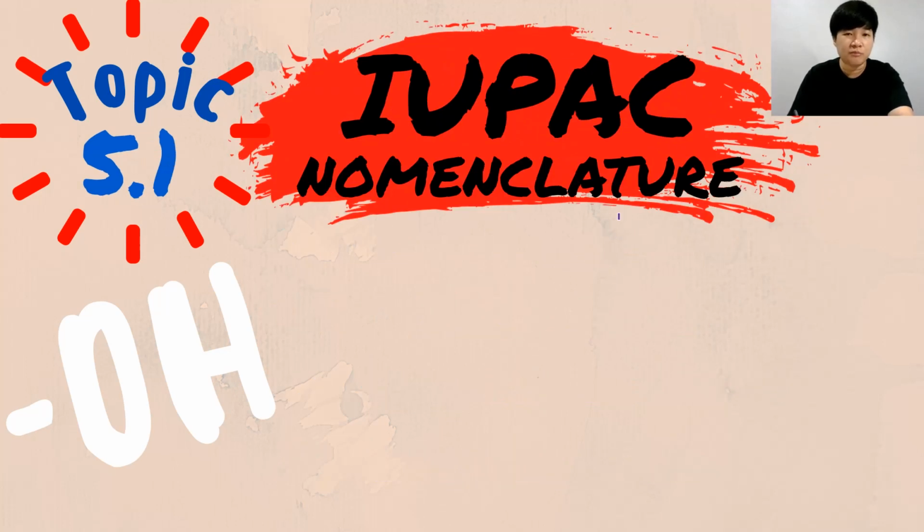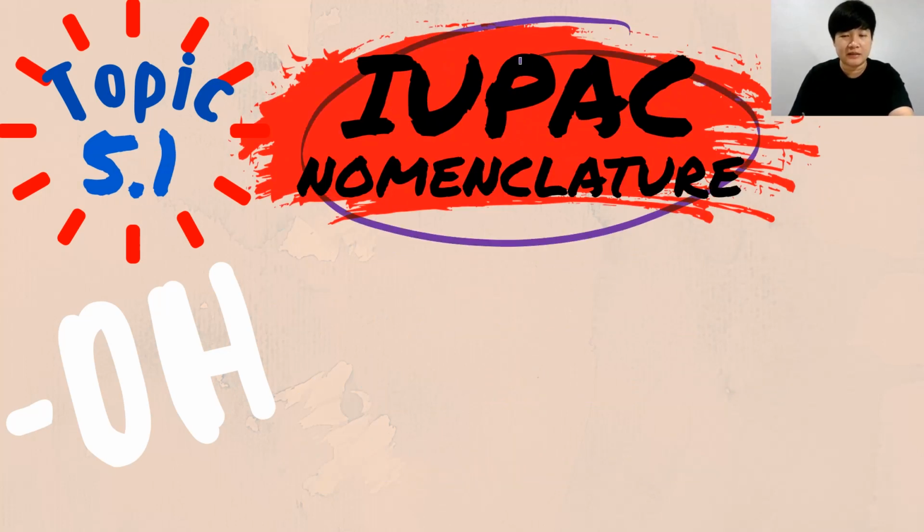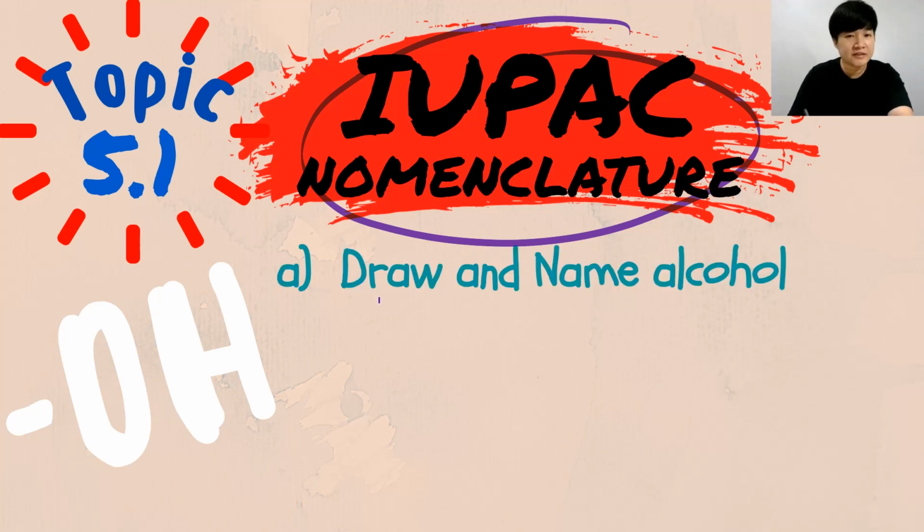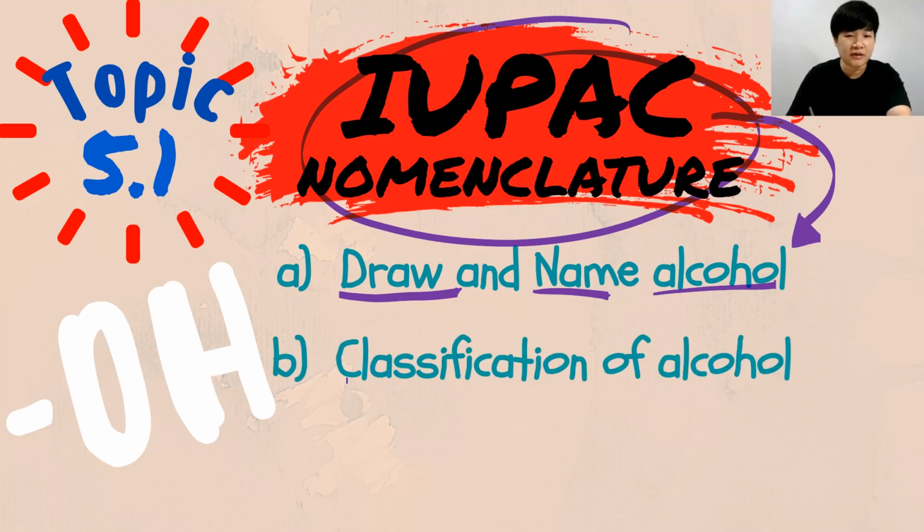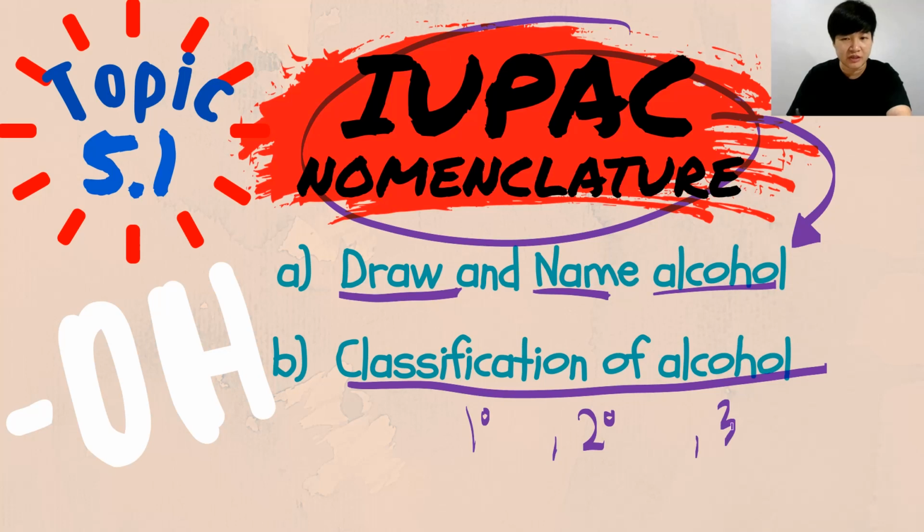So, what is the objective in IUPAC naming? There are only 2 objectives, or pretty much 3 objectives. The first and second objective is to be able to draw and name the alcohol. So, we'll be using the IUPAC rules that you have learned in your alkane and alkene. That will be very similar, only very small, slight difference. Next, we will also be looking at the classification of alcohol. How do we classify primary, secondary, and also tertiary alcohol?